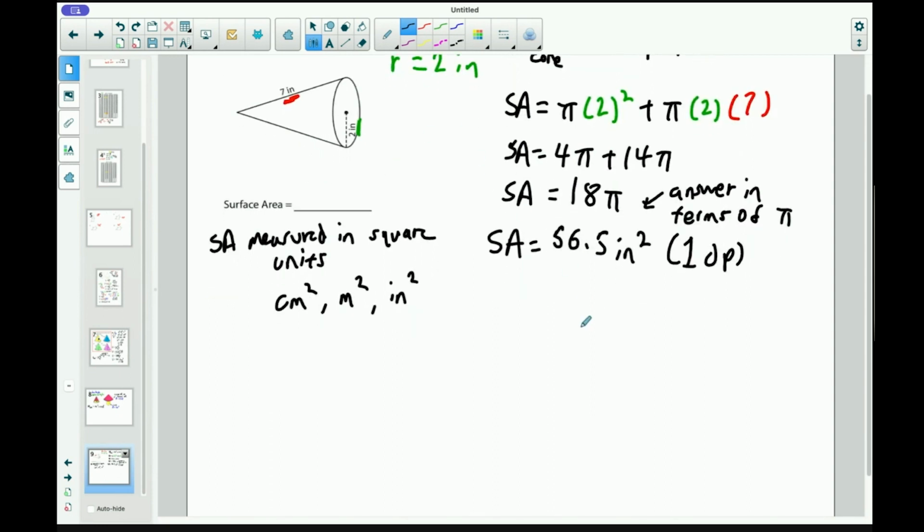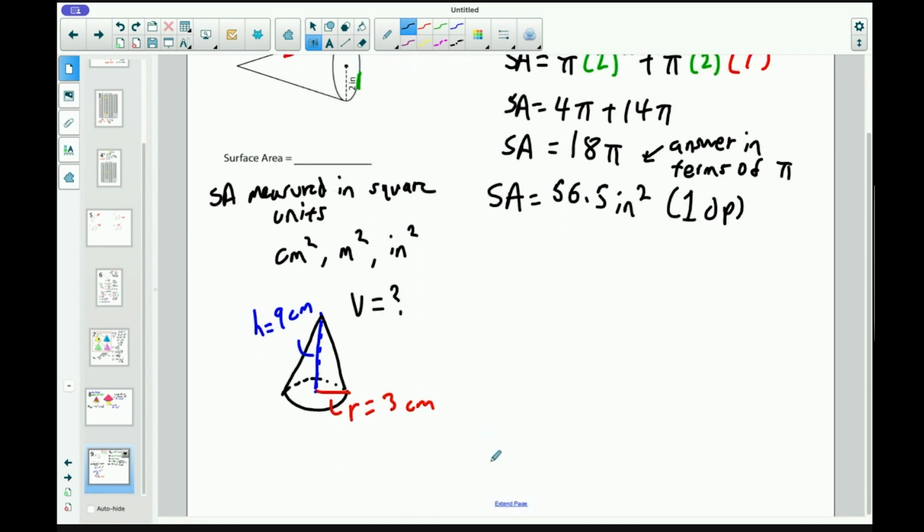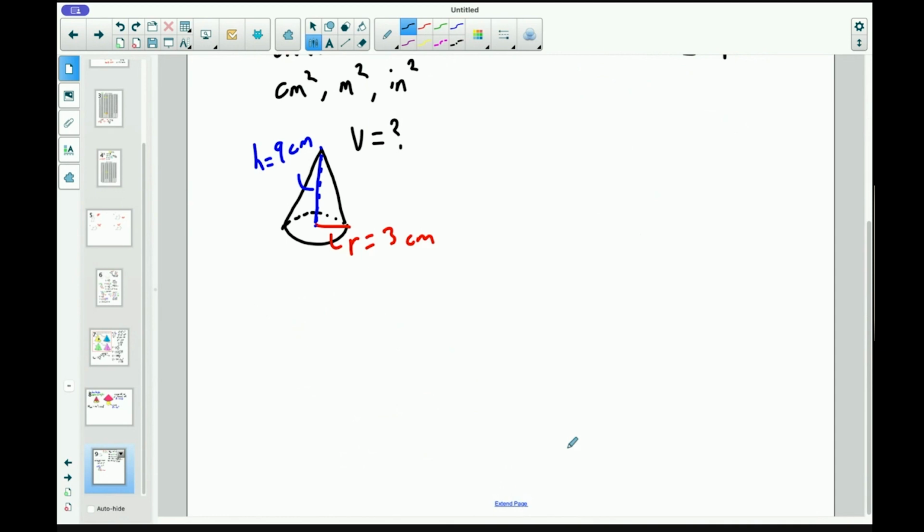So let's draw a quick little example here. Let's say we have something that looks like this. In this case, we're given r is equal to 3 centimeters. We're given h is equal to 9 centimeters. And it's asking you to find the volume. Okay. So let's say we have that example. I'll give you a second to draw a quick little sketch on your end.